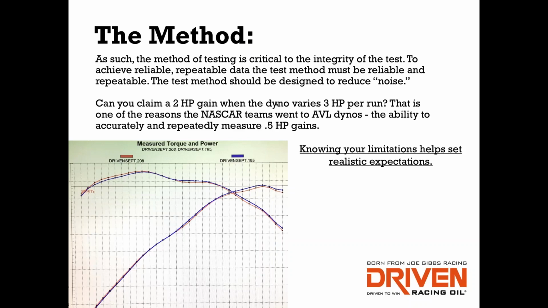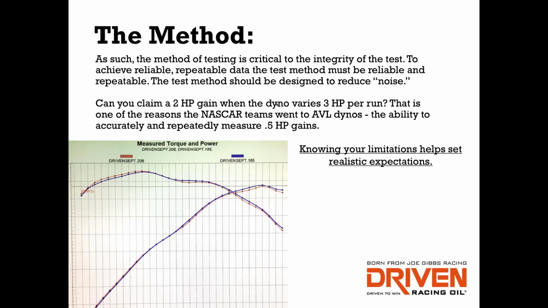The method is not only just having a plan, but also understanding what the limitations of the plan are. One of the things we get to with especially water brake dynos is the noise, right? Like I said here, can you claim a 2 horsepower gain if the dyno varies at least 3 RPMs per run? No, you'll never see it. That's one of the main reasons why, at Gibbs, they went to an AVL dyno, which is a $1.5 million eddy current dyno.